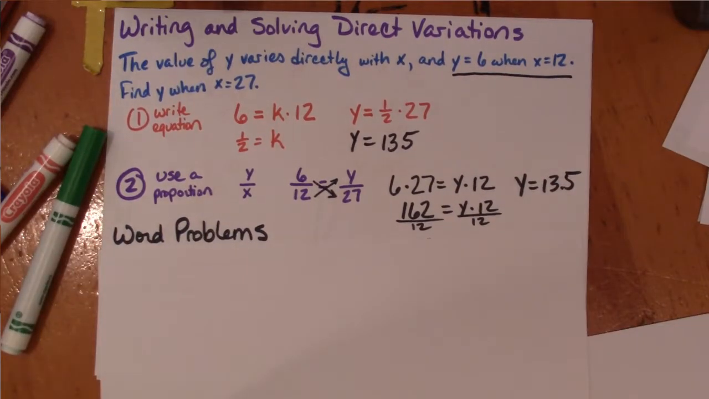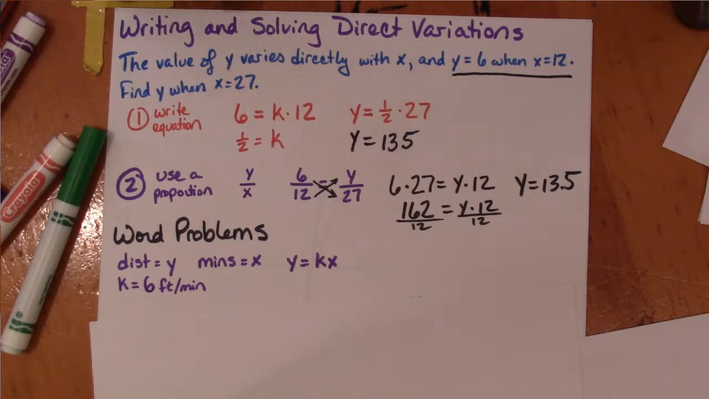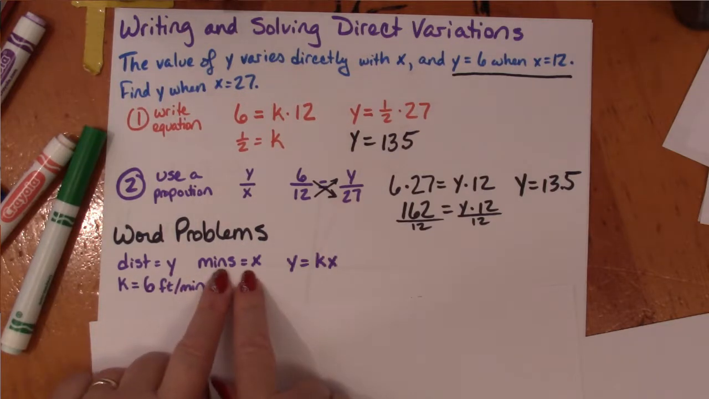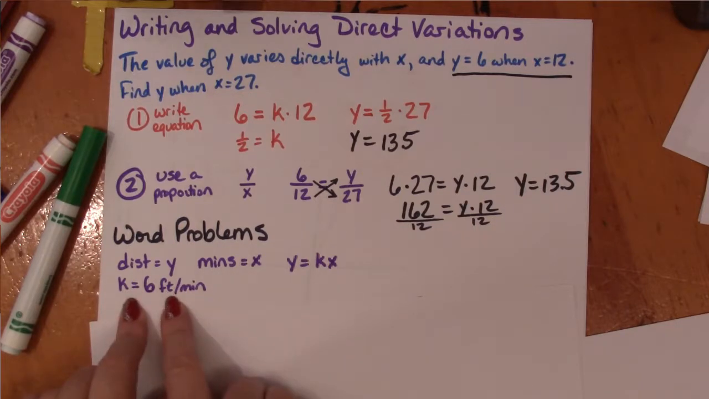The next thing we have are word problems. How do we graph direct variations? So we've got a 3-toed sloth who's an extremely slow animal. On the ground, it travels at a speed of about 6 feet per minute. That's our constant. Write a direct variation equation for the distance y a sloth will travel in x minutes. So we know that distance is y, minutes is x, and our constant is 6 feet per minute.